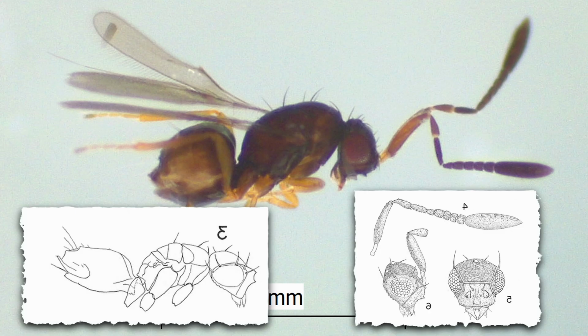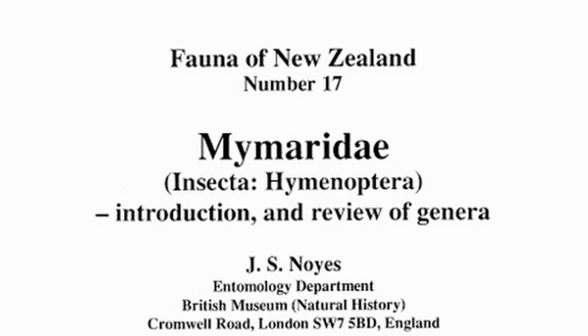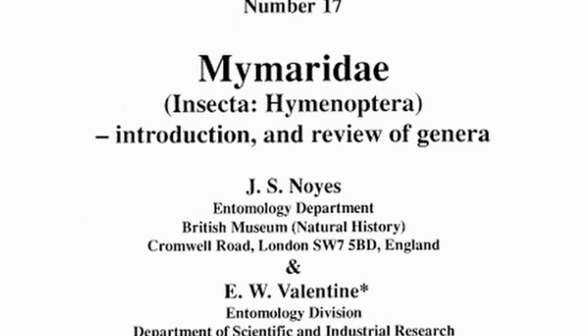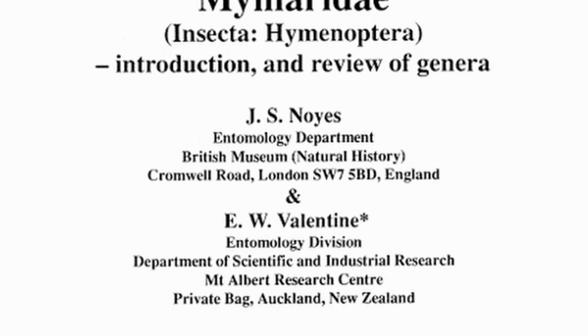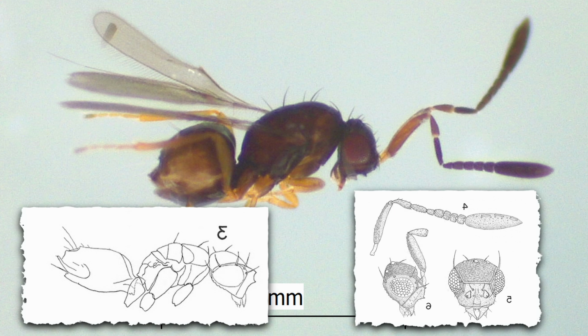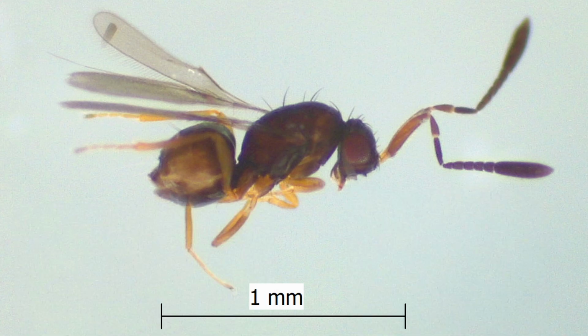In 1989, Noyes and Valentine published a comprehensive monograph of the fairy flies of New Zealand, wherein they synonymized Dahmsia and Anagroidea. These are actually the same genus of wasp, and since Girault was first, his name is the one that sticks. To this day, Noyes and Valentine's monograph remains the most comprehensive treatment of the group for New Zealand species. So, what do they have to say?